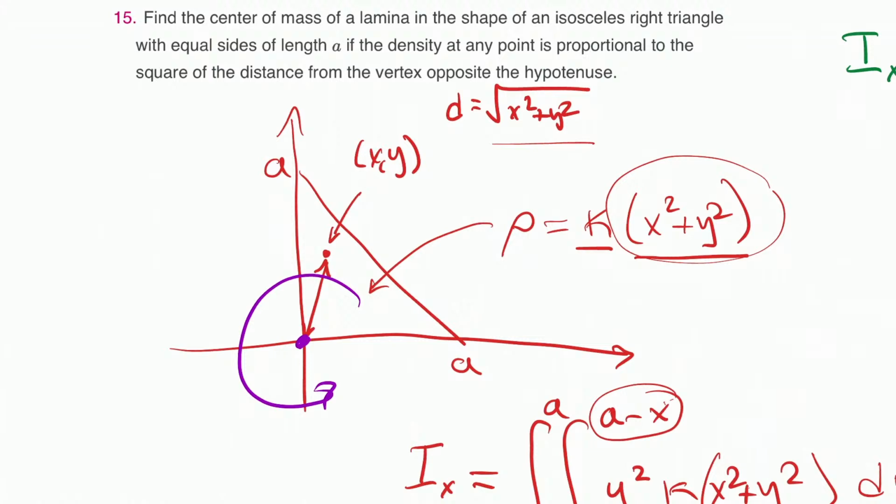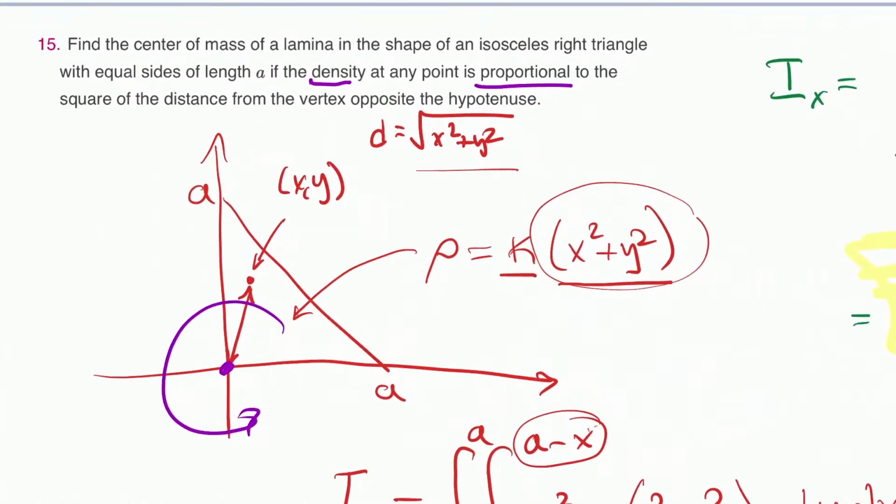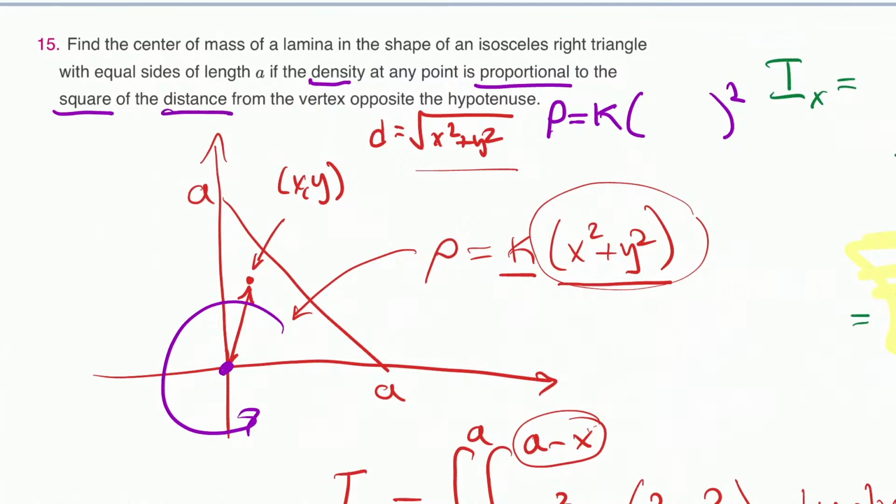Oh, yeah, so it says here that the density at any point is proportional. Once you see the word proportional, you got to say, okay, that's going to be a k. So here rho is proportional to the square of the distance from the vertex opposite the hypotenuse, and I've put that vertex at the origin. So I need to put in here the distance from the origin.